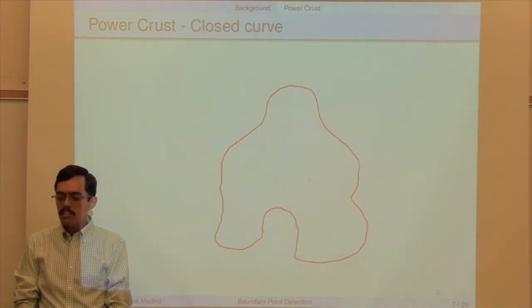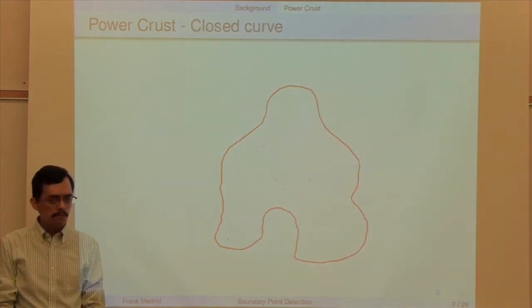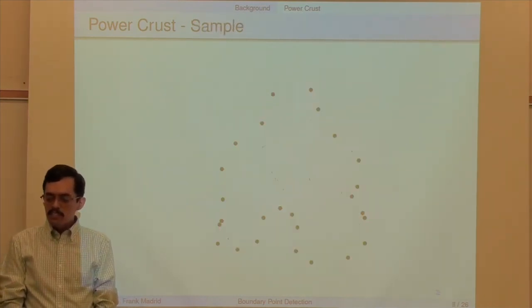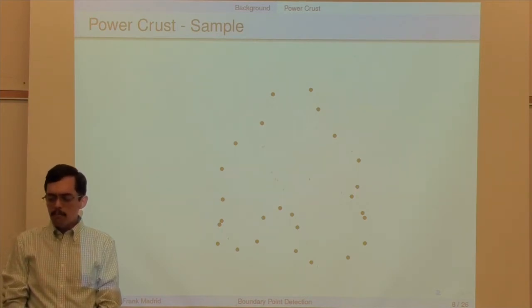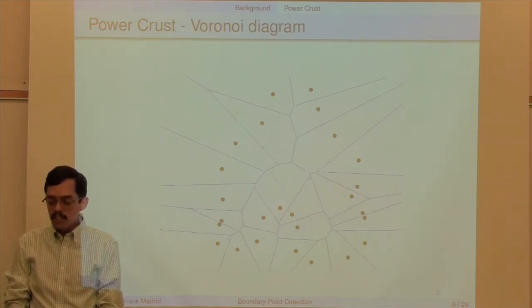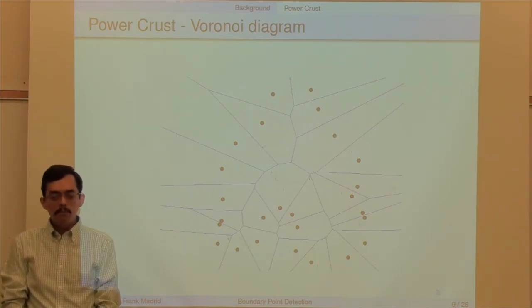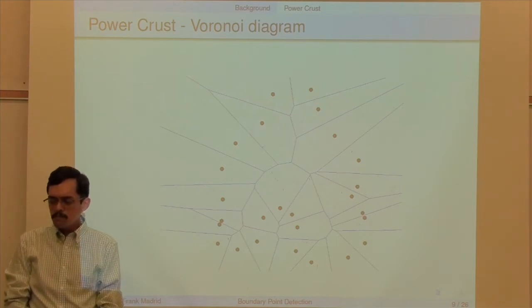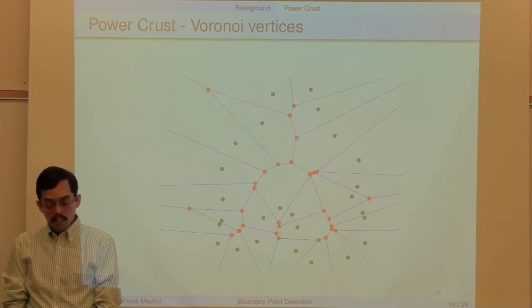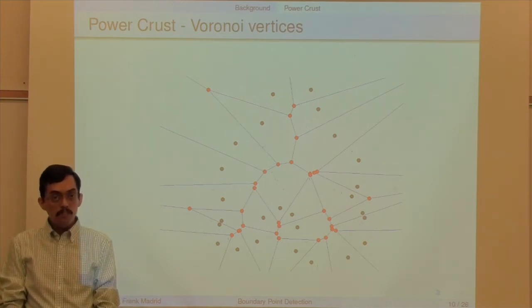As an example of this construction, consider a simple closed two-dimensional curve. Consider a subset of points used to approximate the curve. The power crust construction first constructs the Voronoi diagram, which consists of a sequence of Voronoi cells, where each cell is characterized by the minimized Euclidean distance to any particular point within the sample. Any intersection of three or more of these Voronoi cells is known as a Voronoi vertex.